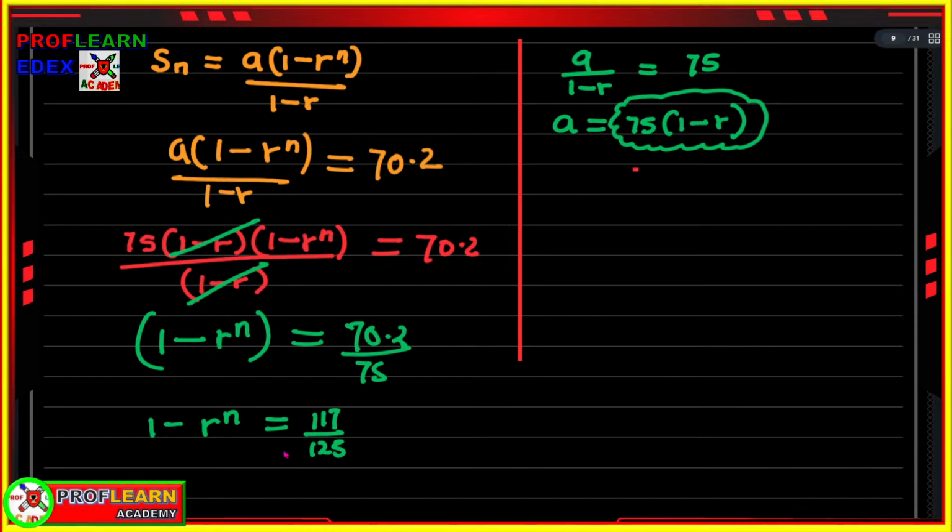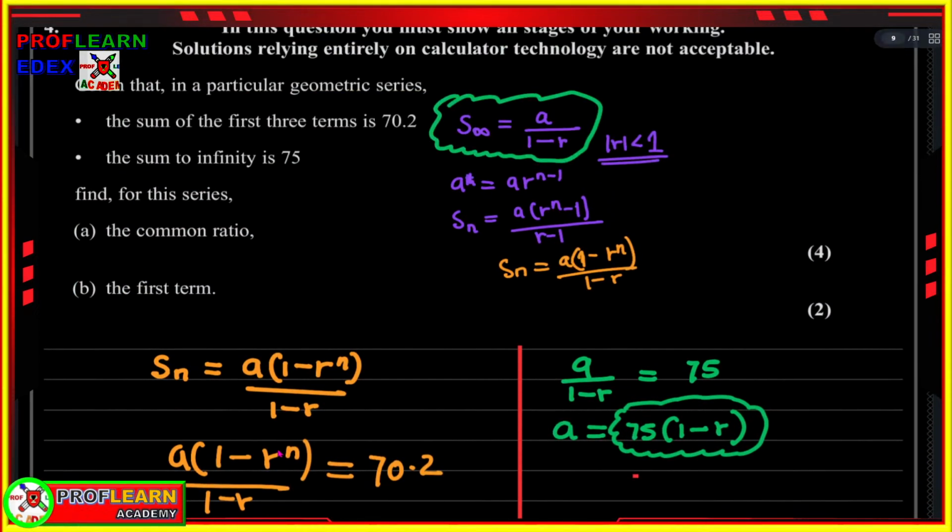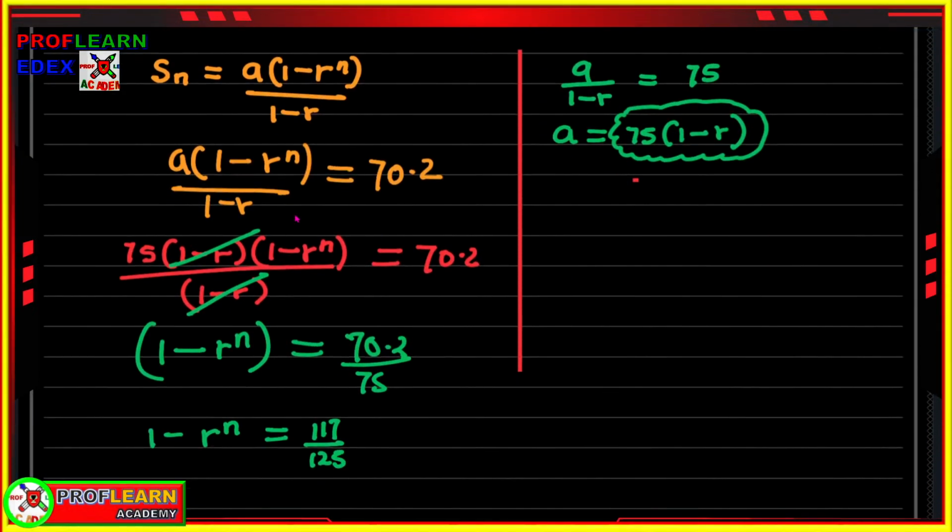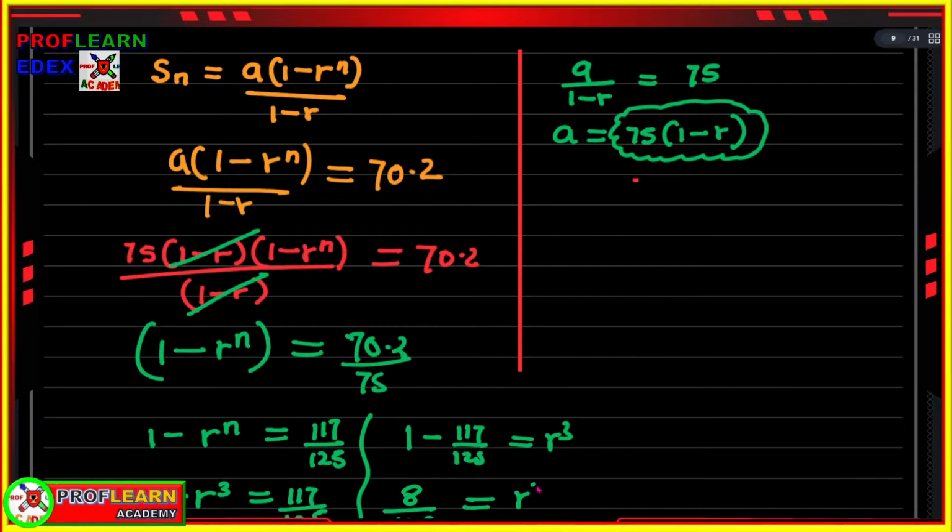Something I want you to remember is that we were talking about the first three terms. So n in this case is going to be equal to 3, which means that we shall have 1 minus r raised to power 3 is equal to 117 over 125. We can take r to the other side, and then we shall have 1 minus 117 over 125 is equal to r cubed. So 1 minus that is going to give us 8 over 125 is equal to r cubed.